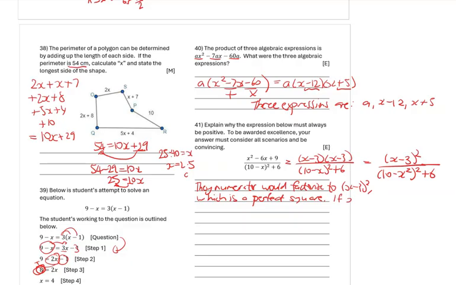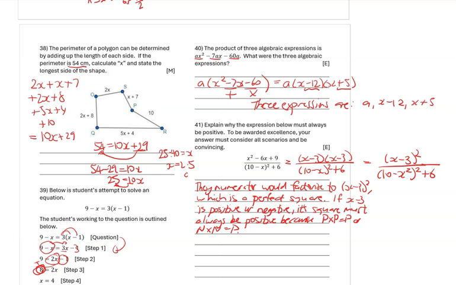So if x minus 3 is positive or negative, its square must always be positive. Because, let's write, positive times positive is positive, or negative times negative is equal to positive. So from that, we've confirmed the numerator is always going to be positive no matter what.